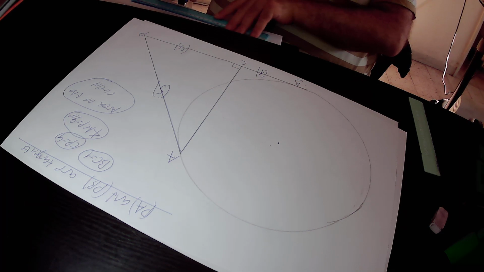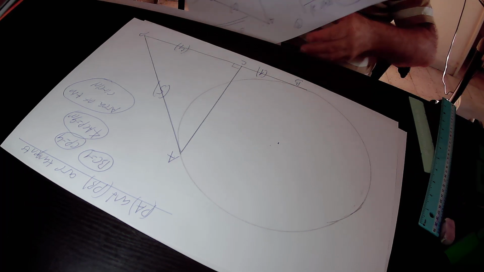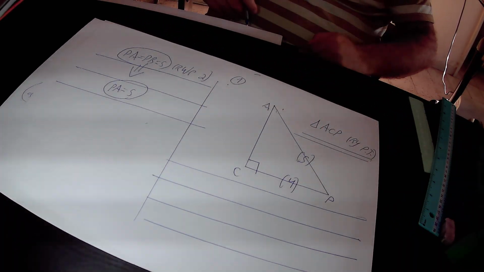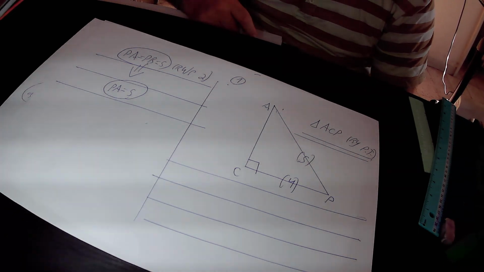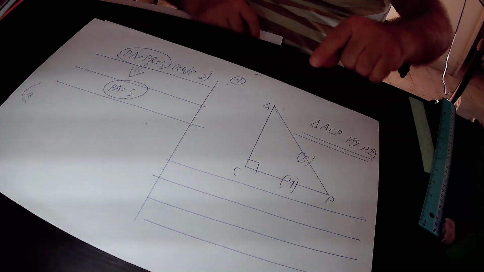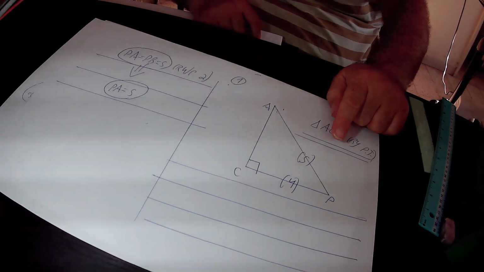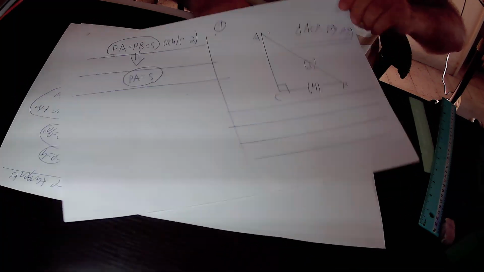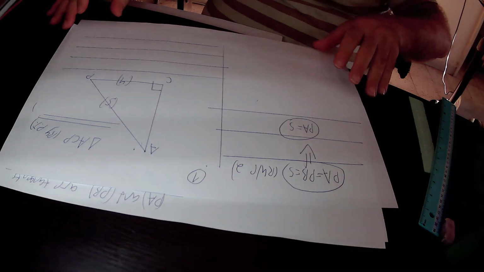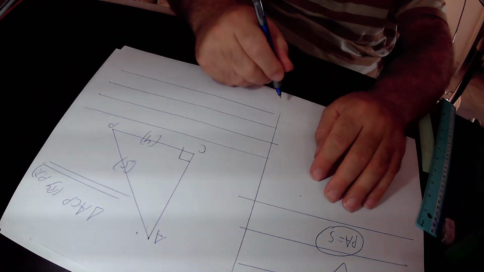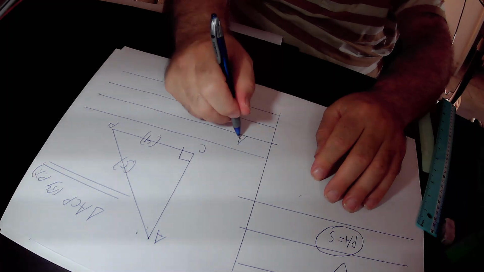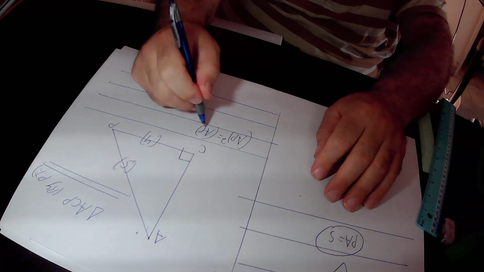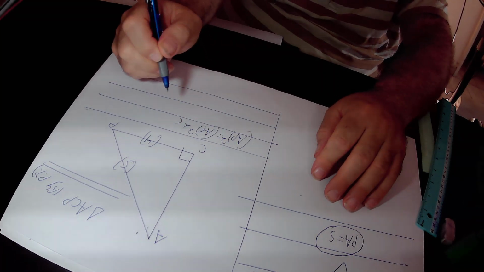So actually, this is the right triangle ACP, this is equal to the original drawing. According to the Pythagoras theorem, in this right triangle ACP, AP squared, that is the square of the hypotenuse, is equal to AC squared plus CP squared. So I write it down: AP squared equals AC squared plus CP squared.